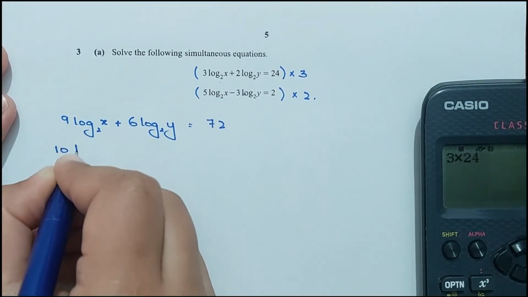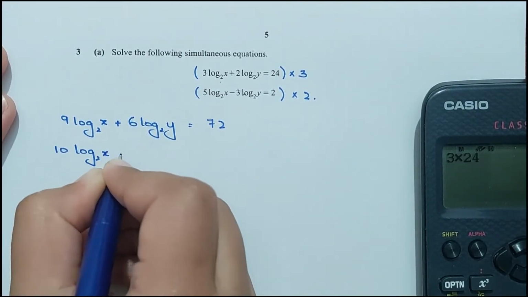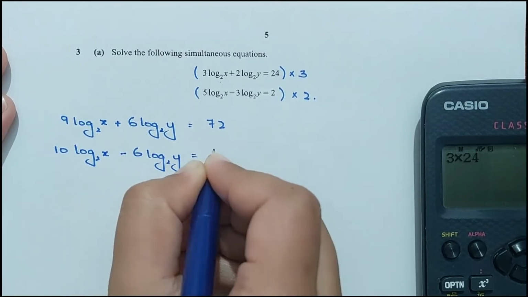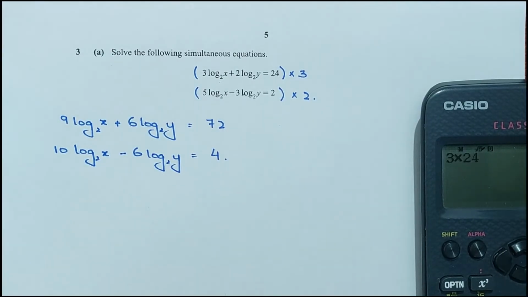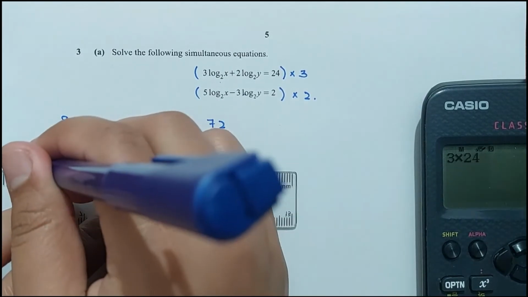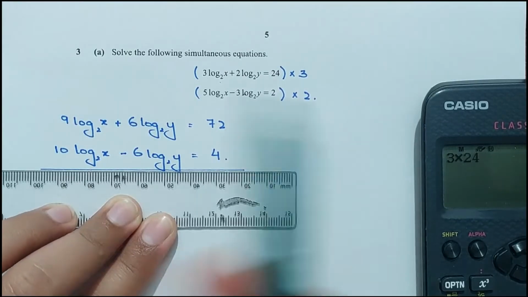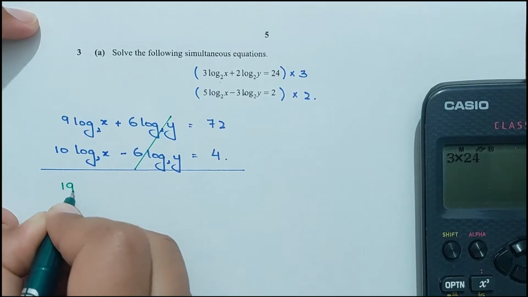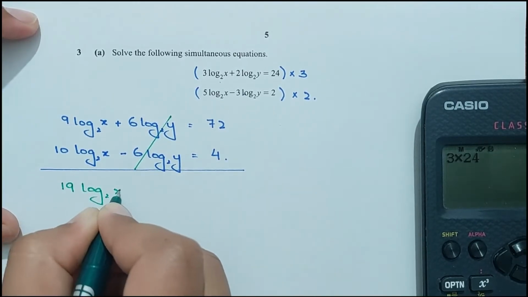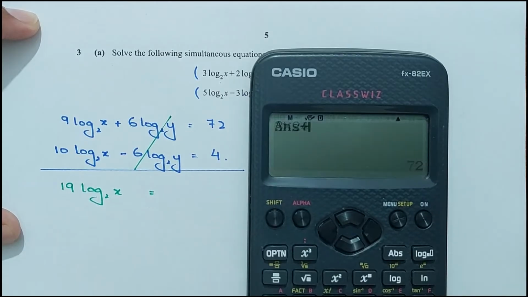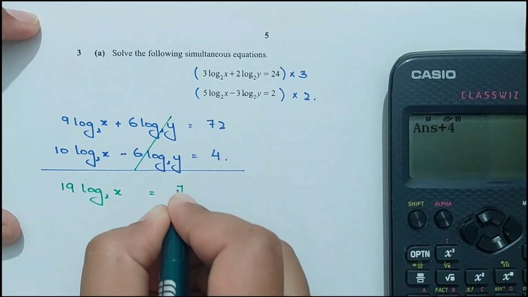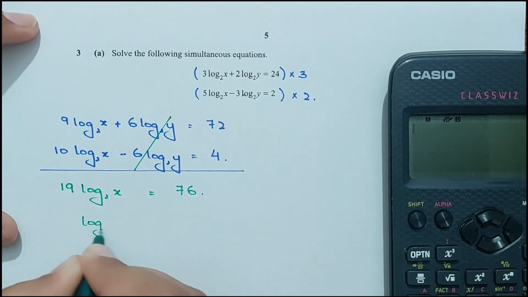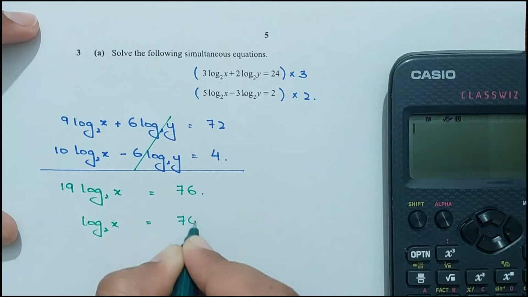2 times 5 is 10 log 2x minus 3 times 2 is 6 log 2y, and 2 times 2 is 4, right? Now let me add the two equations. After adding the two equations, as you can see, the log 2y terms cancel out, and here we have 19 log 2x, and this would be 72 plus 4 is 76. This is 76, right?